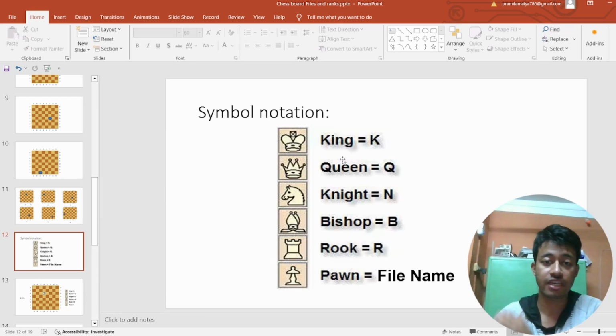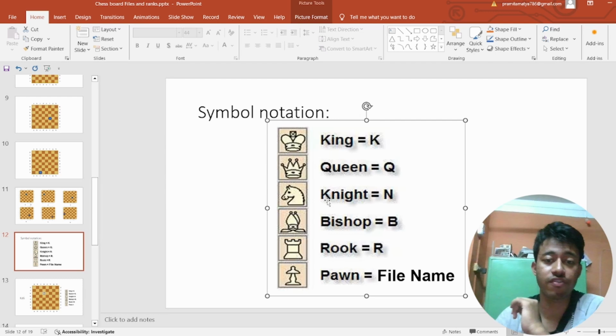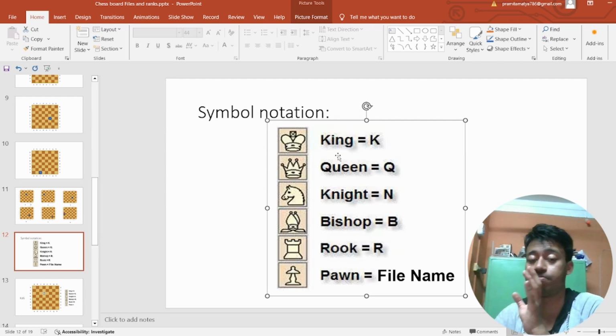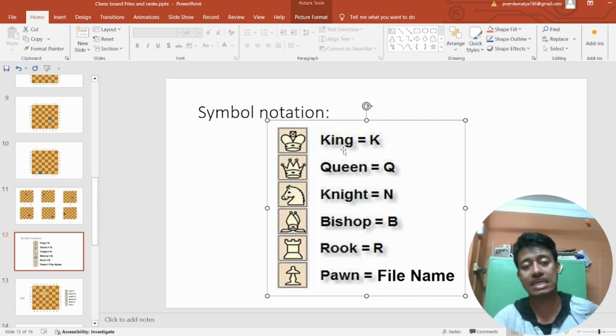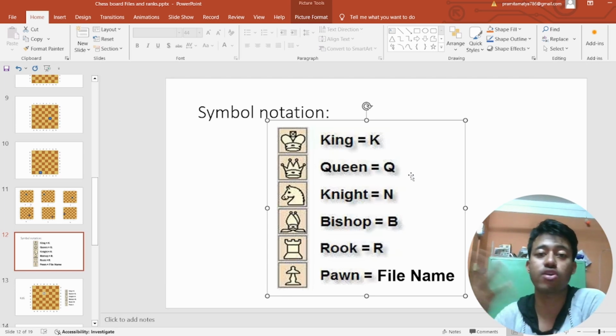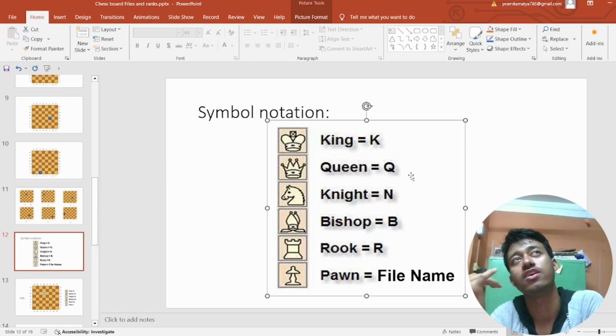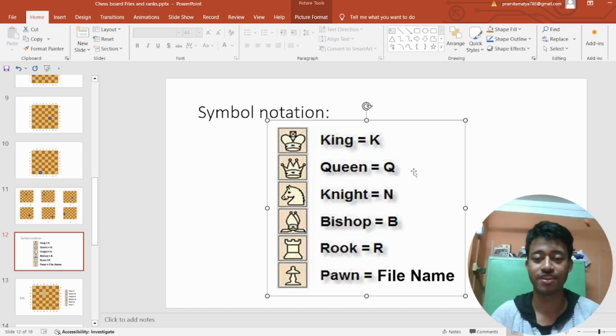For the king, we write capital K. For queen, capital Q. For knight, N, because the first letter of knight is K, but the first letter of king is also K, so we can't give both the same symbol. For knight we have to remember N, because while pronouncing, we can clearly hear the N in "night". Just remember by that, it makes it easy.